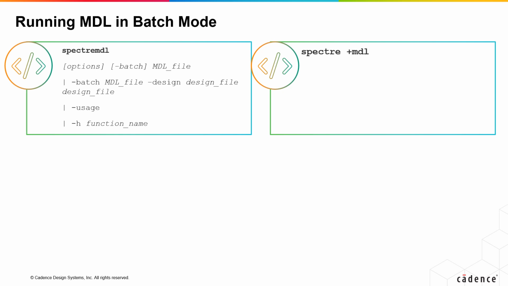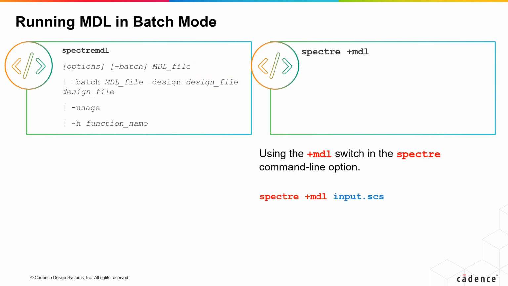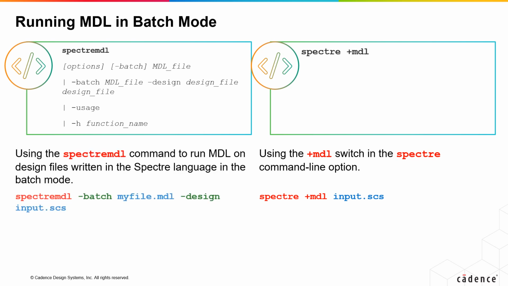In general, the netlist file contains all the design information, and the MDL control file contains all the measurements to be evaluated. With these two files, you can run Spectre MDL simulations either using the +mdl switch along with the Spectre command, or using the spectremdl command itself, as shown in this example.